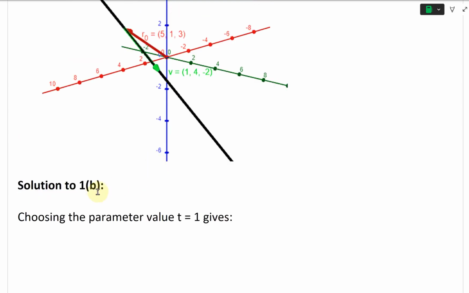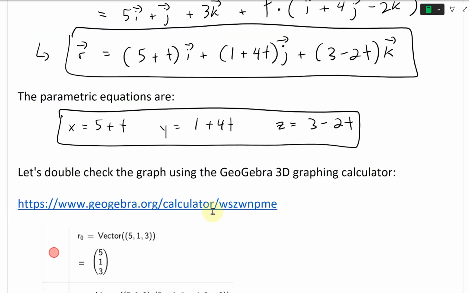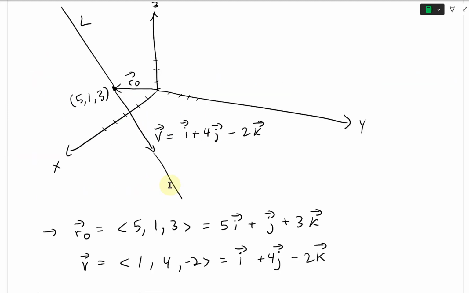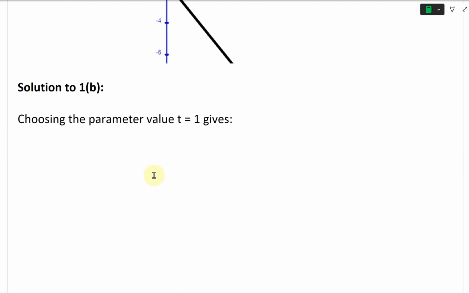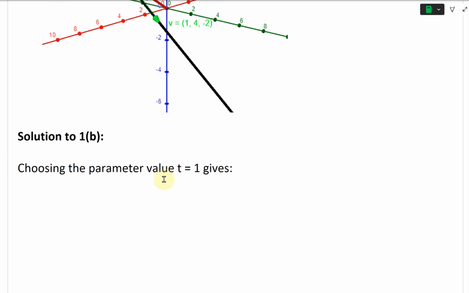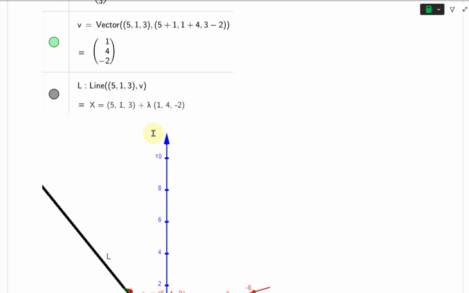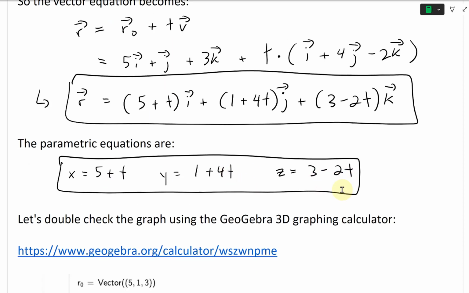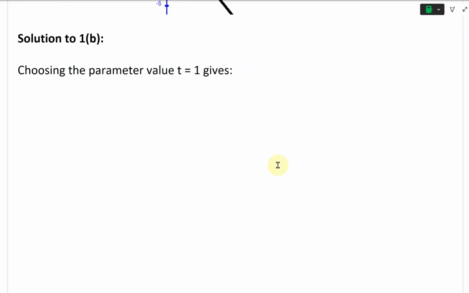So now let's take a look at the solution to 1b. So choosing the parameter value t gives, well, again, let's see what we're asked. We're asked to find 2 other points on the line. So basically, we just change the value of t and find points on it. All right, so let's say we have t equals 1, and let's go back to our parametric equations. So 5 plus t, 1 plus 4t, 3 minus 2t.